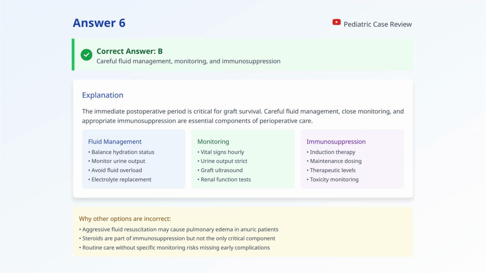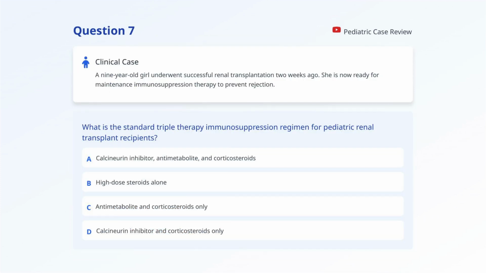Monitoring includes vital signs hourly, strict urine output measurement, graft ultrasound, and renal function tests. Immunosuppression includes induction therapy, maintenance dosing, therapeutic level monitoring, and toxicity monitoring. The other options are incorrect because aggressive fluid resuscitation may cause pulmonary edema in anuric patients. Steroids are part of immunosuppression, but not the only critical component, and routine care, without specific monitoring, risks missing early complications.